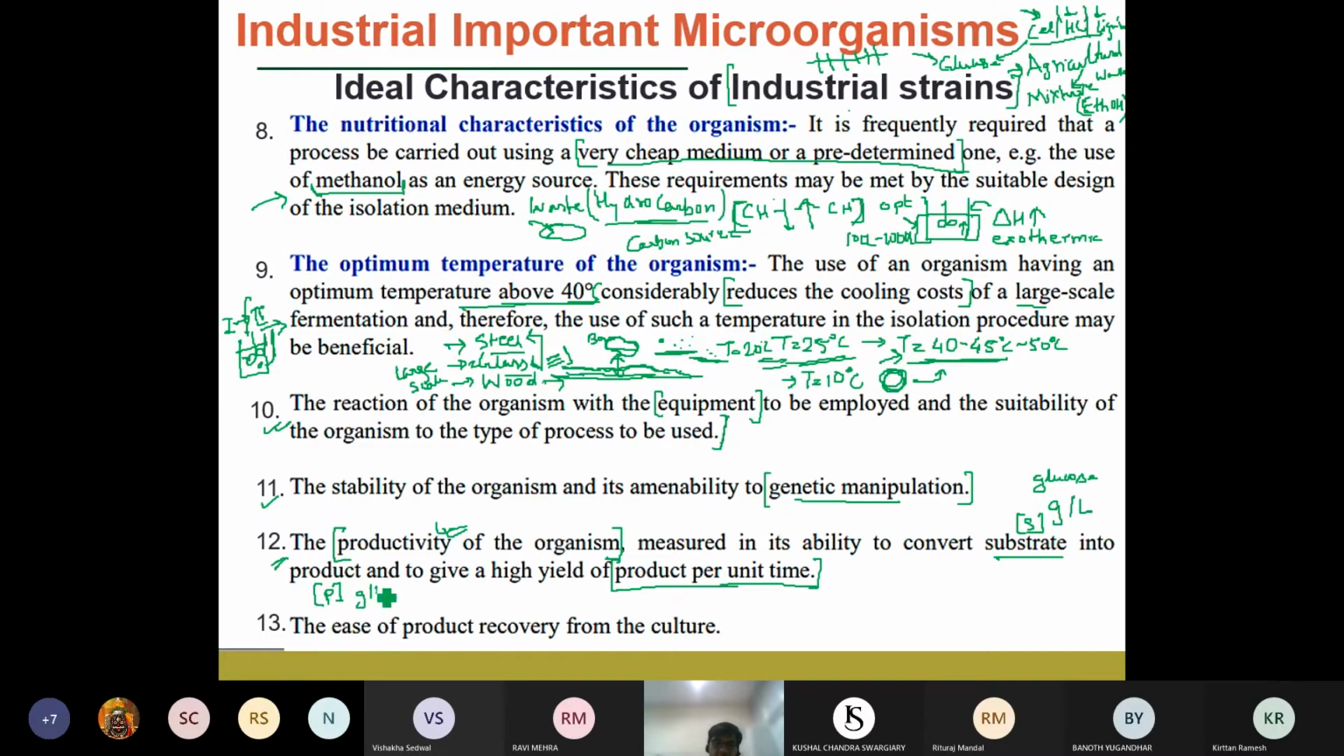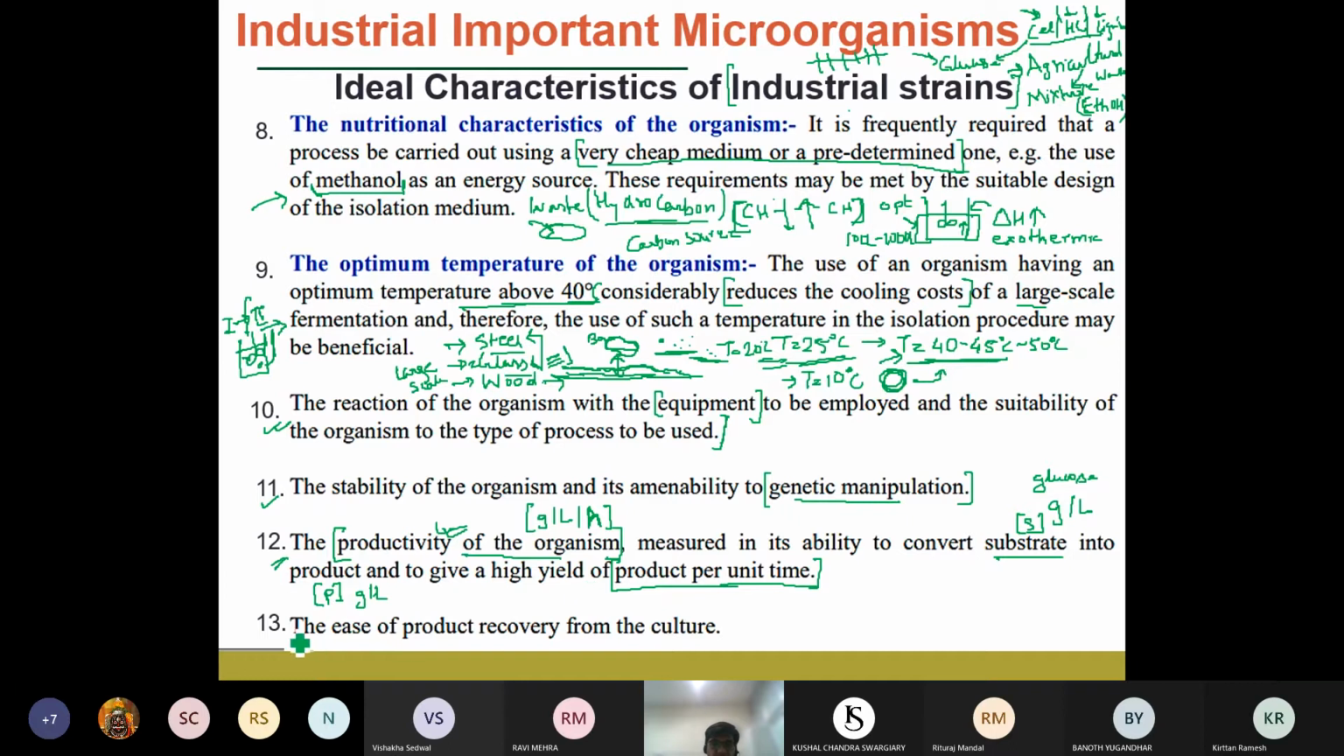And this conversion and the rate of conversion can be determined from how much time it is taking to convert that particular substrate to the product. So the overall productivity of the organisms is measured in terms of gram per liter, which tells you the change in the concentration of the substrate to the product. Since it is measuring a rate, we have a time, which may be hour or minute. Generally it is gram per liter per hour. So this is the unit used to determine the productivity of any microorganism.